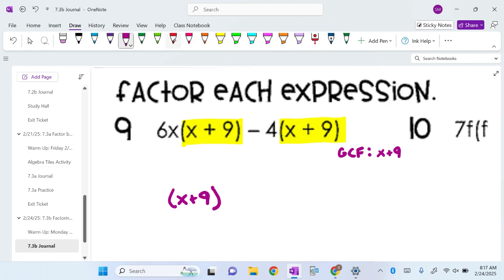Now, if I divide both of these terms by x plus 9, and they're both in parentheses, what happens? Don't these two x plus 9s cancel out?